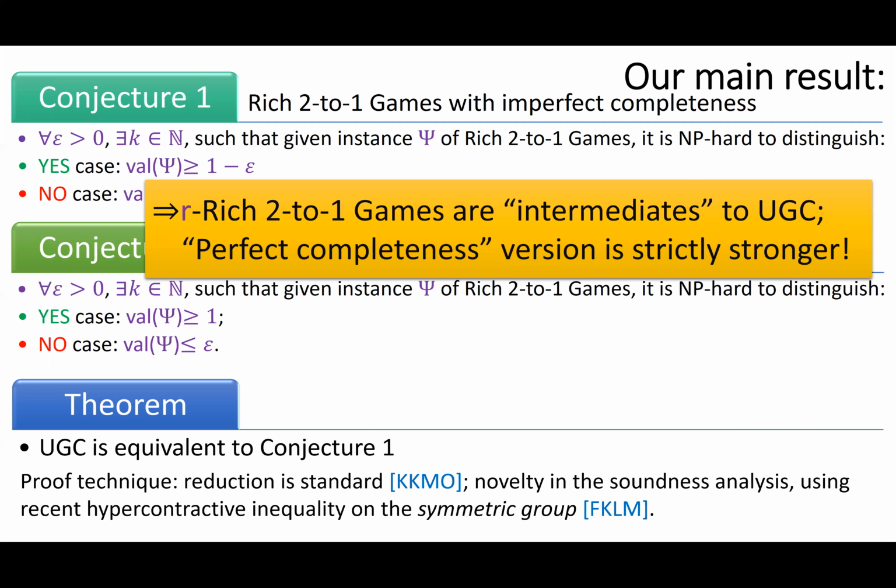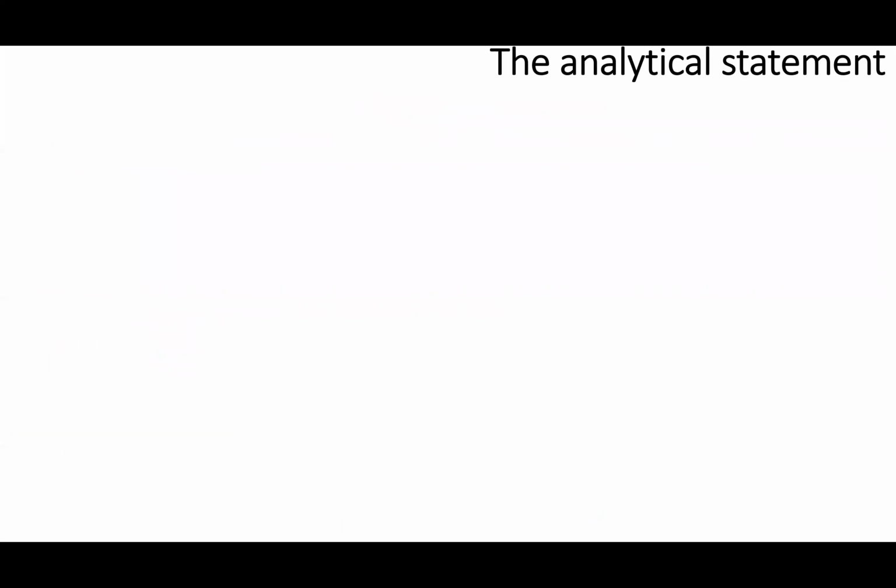So many times in PCP reductions, you have to use some sort of analytical machinery. Sometimes it is in the form of the hypercontractive inequality. Sometimes it's the invariance principle, but really always you have to use something. And in our work, we do use some analytical tool, but we use something a bit exotic. Namely, we're using a hypercontractive inequality on the symmetric group, which was just recently established. So how does this enter the picture? Well, I don't have time to tell you the whole proof, but here is the main lemma.